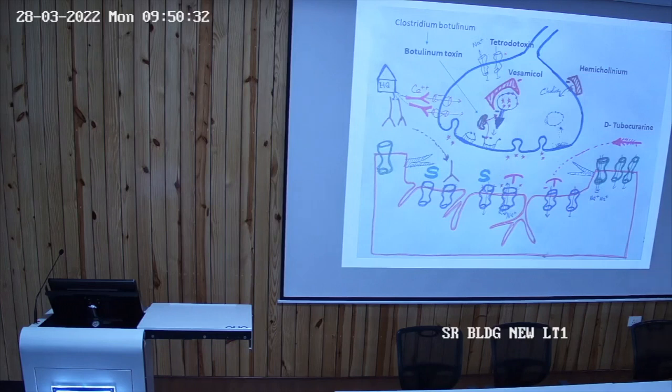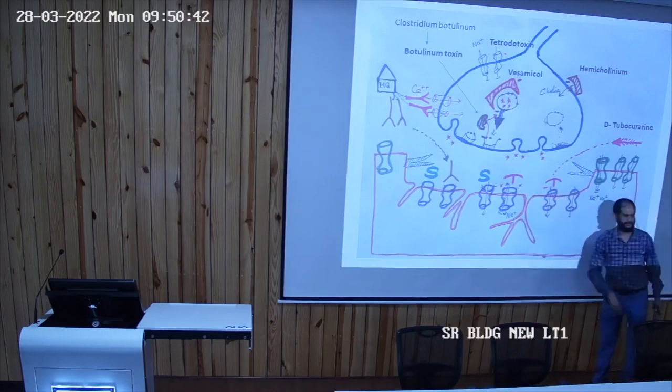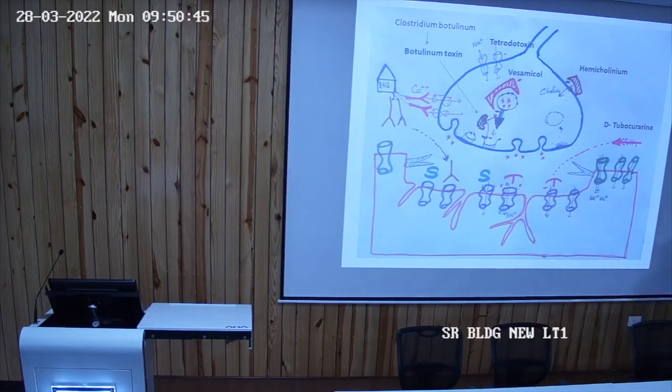So what will happen? The acetylcholine will not bind here. D-tubocurarine goes and sits at its side. So the interaction of acetylcholine will not occur. So this channel will not be open, the depolarization will not occur here, and the end plate potential cannot develop here. So it acts as a blocker. This comes under the post-synaptic blockers.